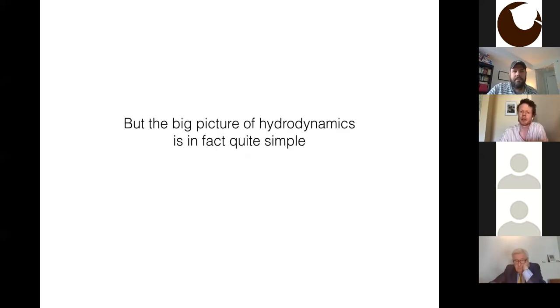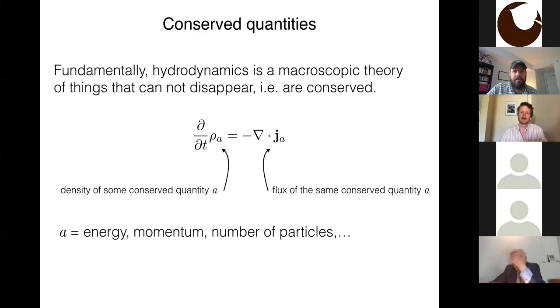But the big picture of hydrodynamics is in fact quite simple. So hydrodynamics essentially is a macroscopic theory of things that cannot disappear, that is, they're conserved. And the way we write down conservation laws in physics is like this. So in this equation, on the left-hand side, you have a time derivative of some conserved density, so density of some conserved quantity, which I call little a. And on the right-hand side, you see the divergence of the flux of that same conserved quantity, right?